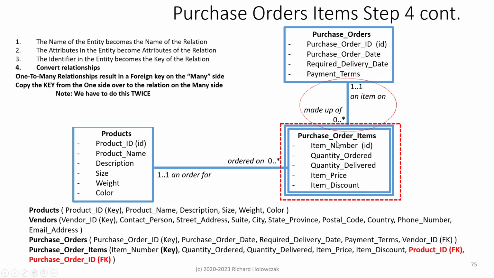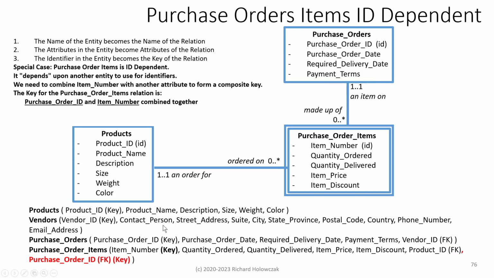In this other relationship, purchase orders is on the one side and purchase order items is on the many side, so we're going to copy purchase order ID over to purchase order items as a foreign key. So this is something, again, that's new. We have two foreign keys to deal with. Finally, we have to jump back here.